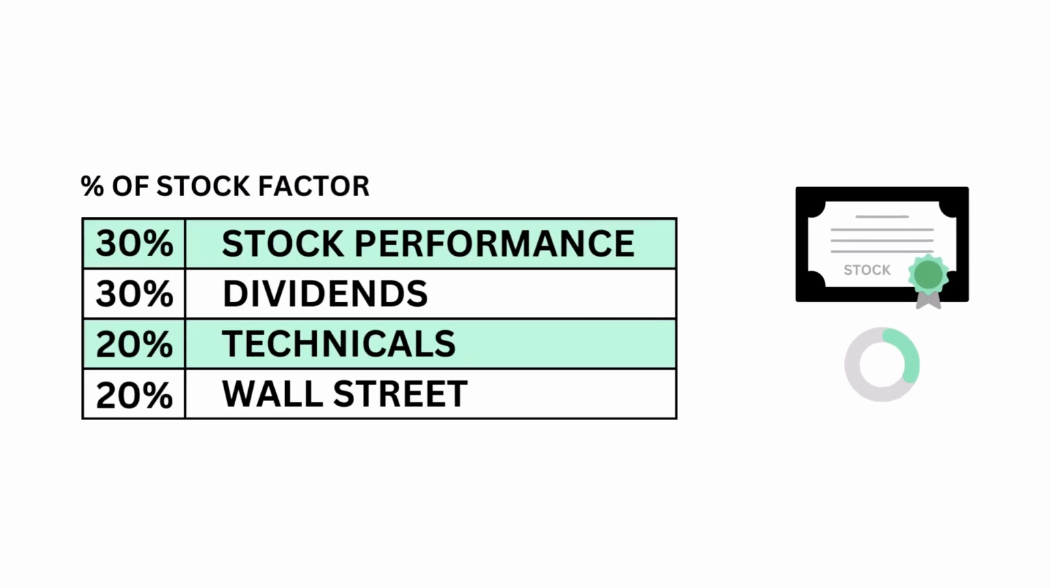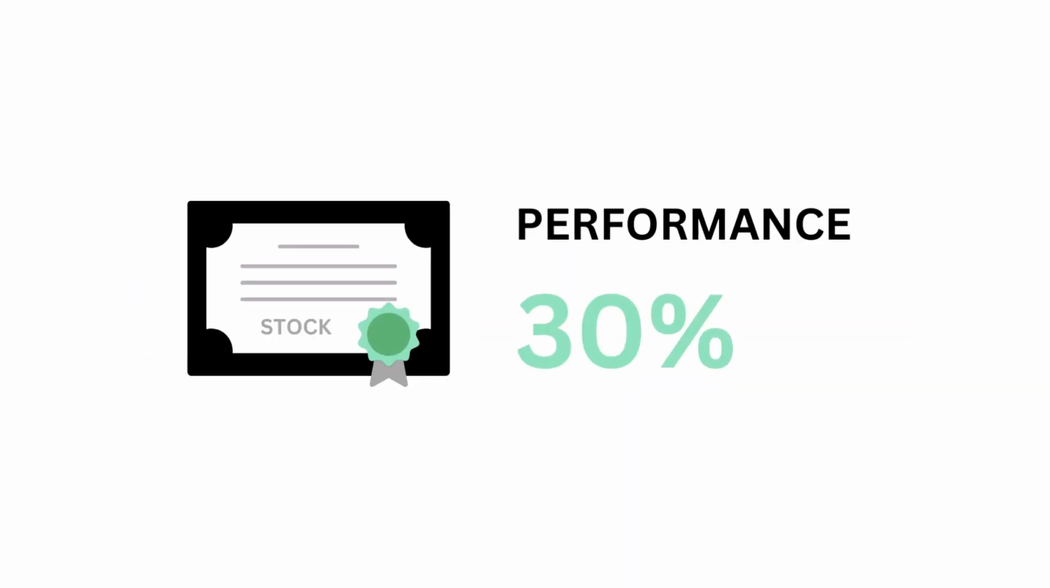There are 4 metrics that make up the stock factor, from performance to Wall Street. Each are weighted based on importance to the price. First, stock performance, which accounts for 30% of the stock factor.